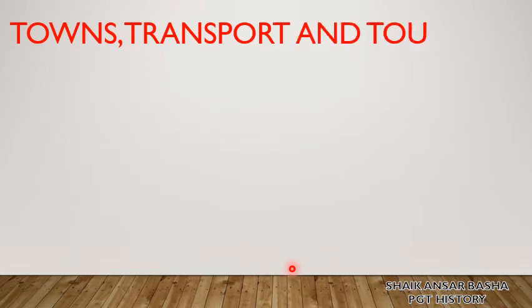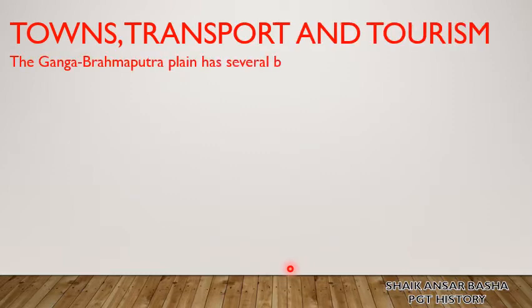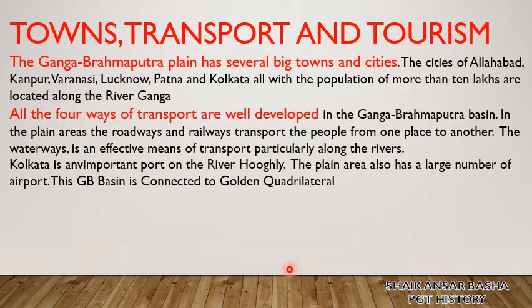The towns, transport and tourism. The Ganga-Brahmaputra plain has several big towns and cities. The cities of Allahabad, Kanpur, Varanasi, Lucknow, Patna and Calcutta, all with a population of more than 10 lakhs, are located along the river Ganga.